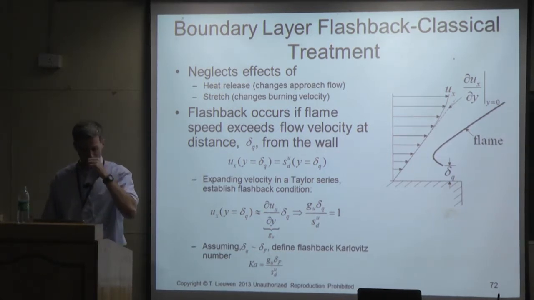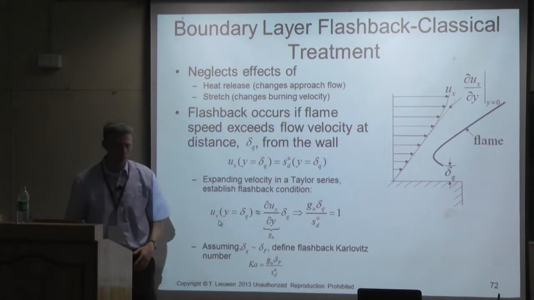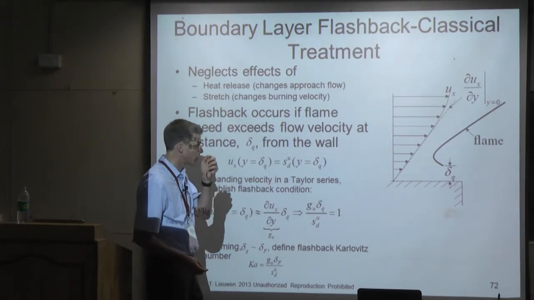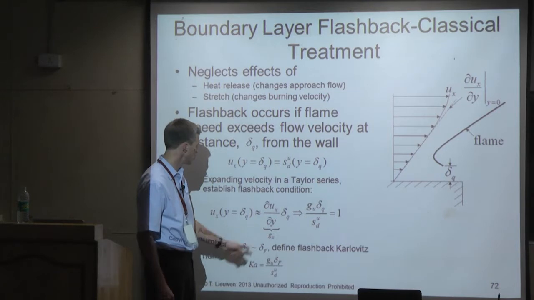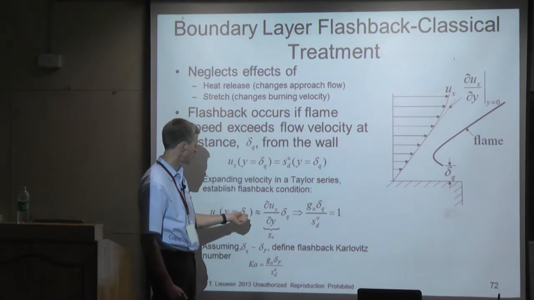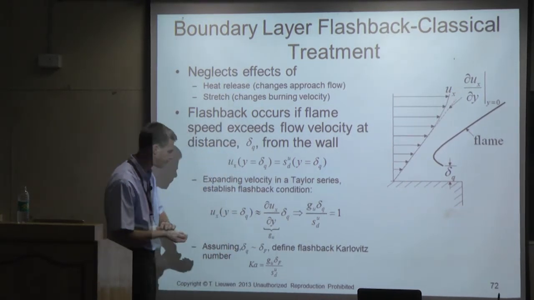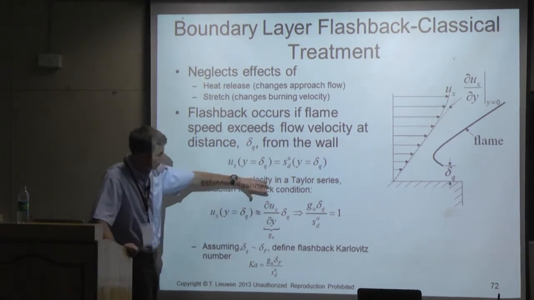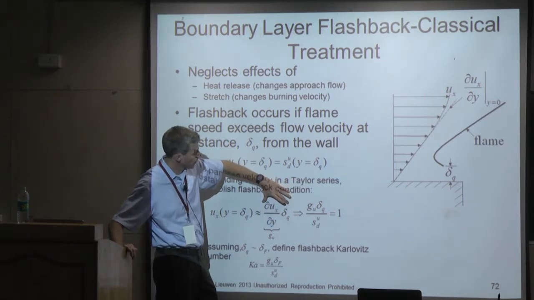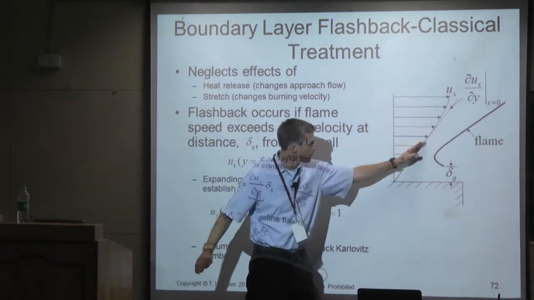What we can do is, since the velocity starts from zero, expand it in a Taylor series. The axial velocity at y equals del Q equals the axial velocity at y equals 0 plus dux by dy times del Q. But because the axial velocity is 0 at y equals 0, this is the leading order term of that expansion. So a first-order approximation of the axial velocity at the quenching distance is given by this expression: this gradient times the quenching distance.